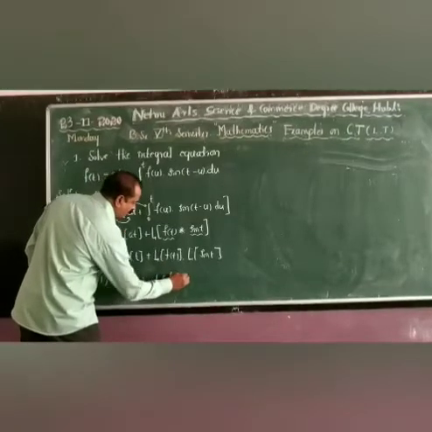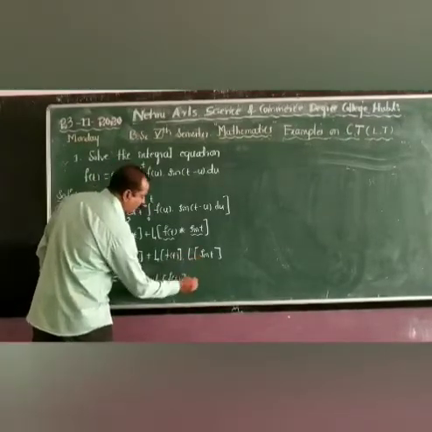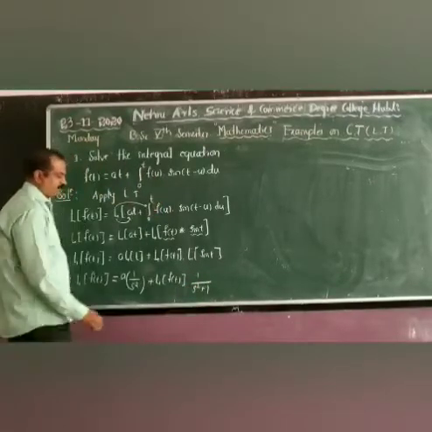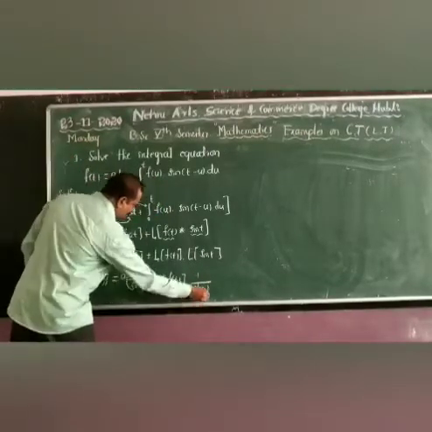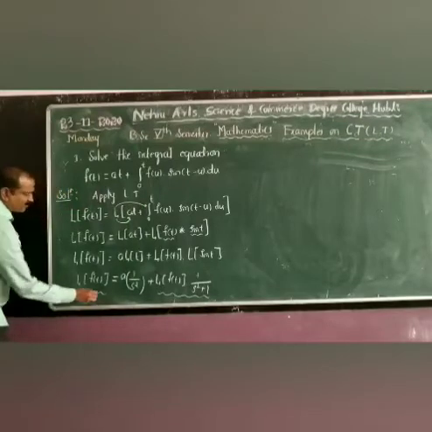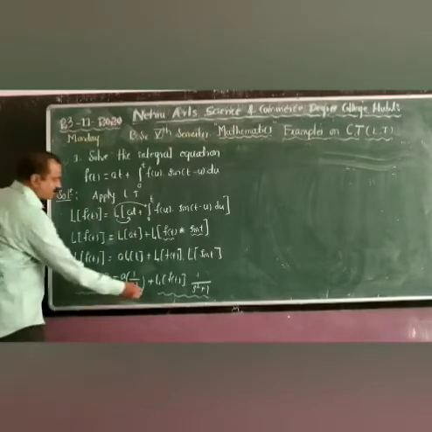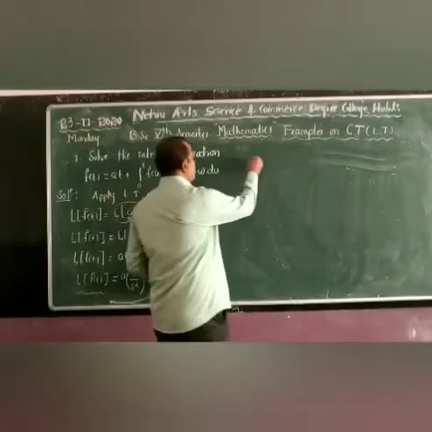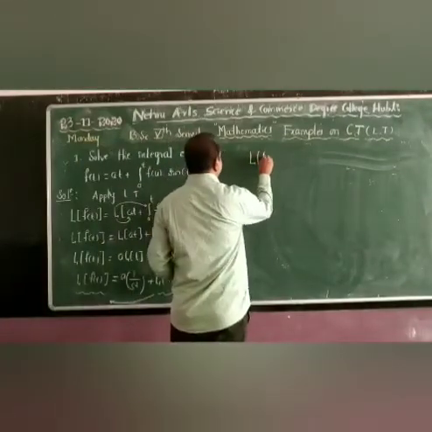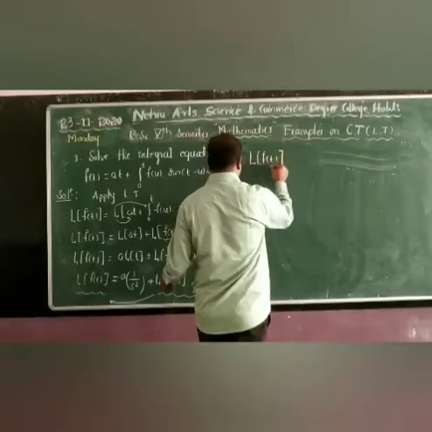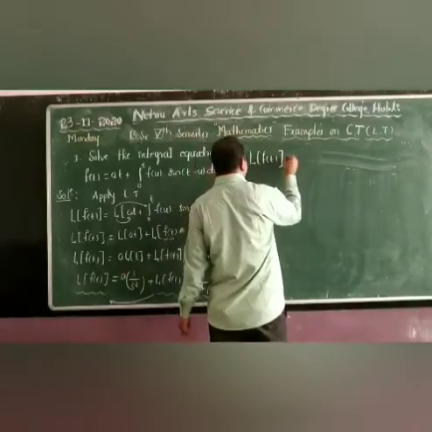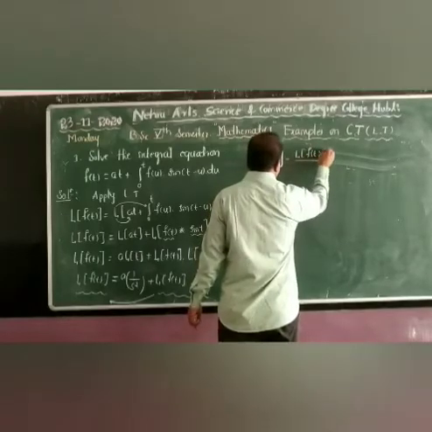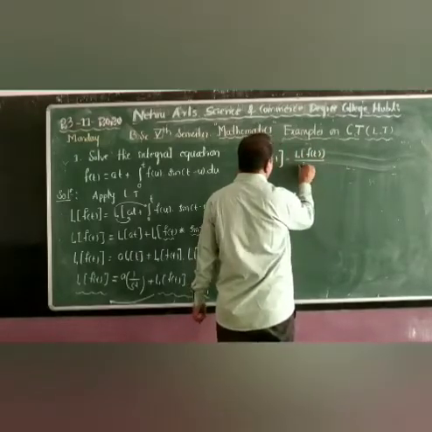Keep L of f of t as it is. What is L of sin t? 1 by s square plus 1. Look at both the LHS and RHS. L of f of t is on the right side and L of f of t is on the left side. It is 1 into L of f of t on the left side and L of f of t divided by s square plus 1 on the right side. Taking that to the left side, L of f of t is already there, minus L of f of t divided by s square plus 1.